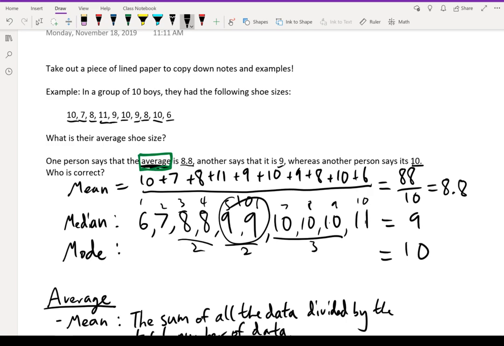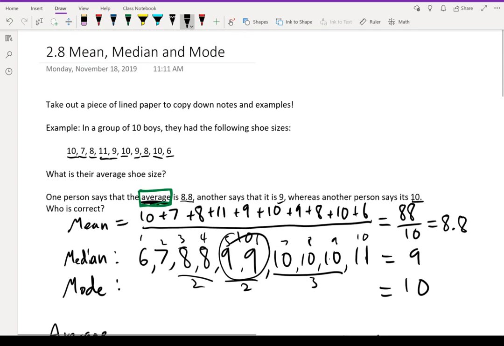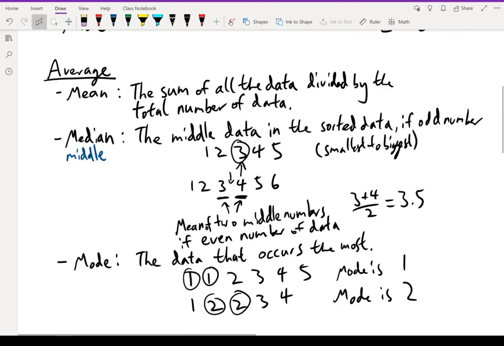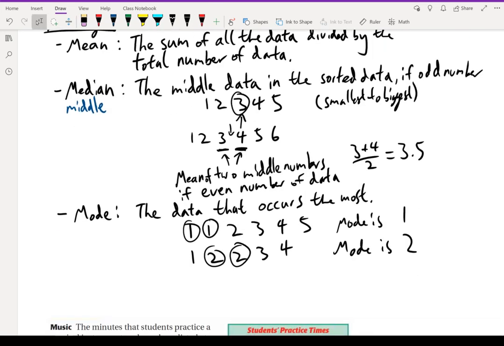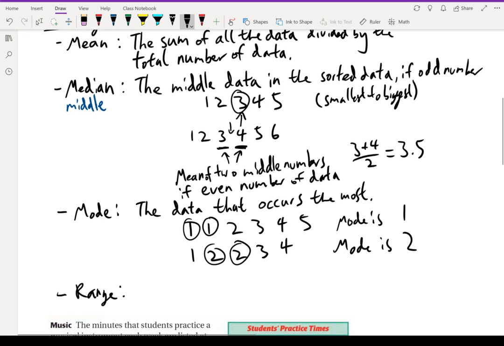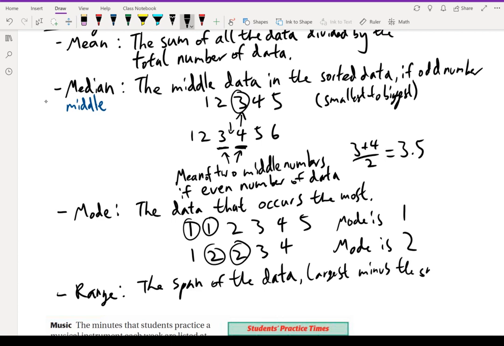Let's look at a different example as well. But before we go into a different example, there's one more term I want to talk about. This term is called the range. Sometimes we need to know the range, which is the span of the data. What do I mean by the span of the data? It is the largest minus the smallest data.